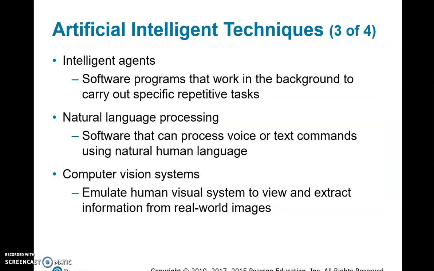There are other intelligent AI tools. Intelligent agents are one of them. These are software programs that work in the background to carry out specific repetitive tasks.